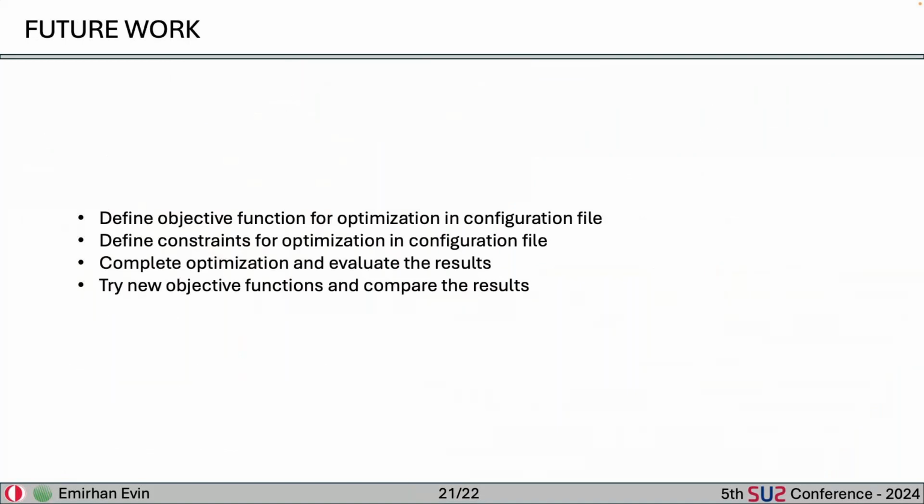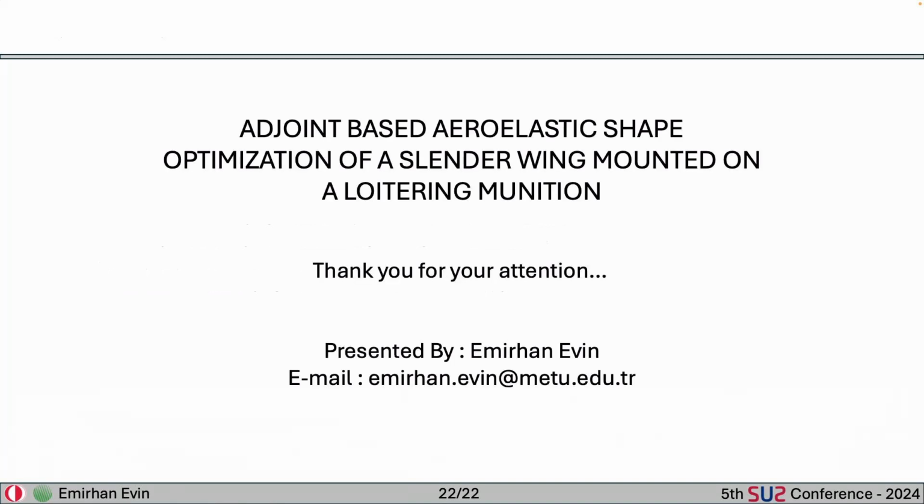What I need to do in the future is define my objective function and find a way to put it in the optimization file. Either I use simple optimization methods like choosing drag and giving lots of constraints, or I can use methods to convert the constrained problem into an unconstrained one, if possible. I also need to define constraints. I need to complete the optimization and evaluate the results.